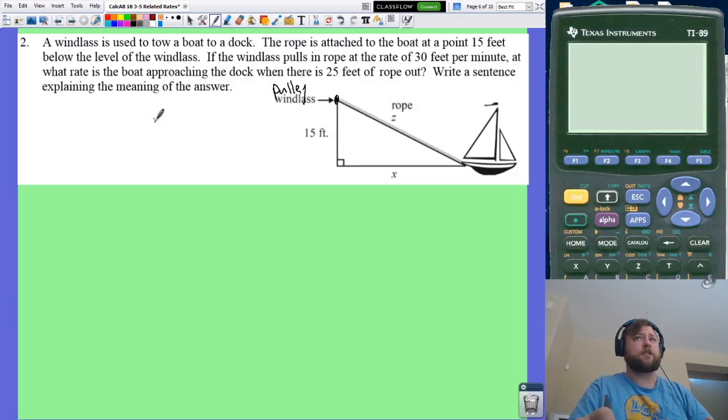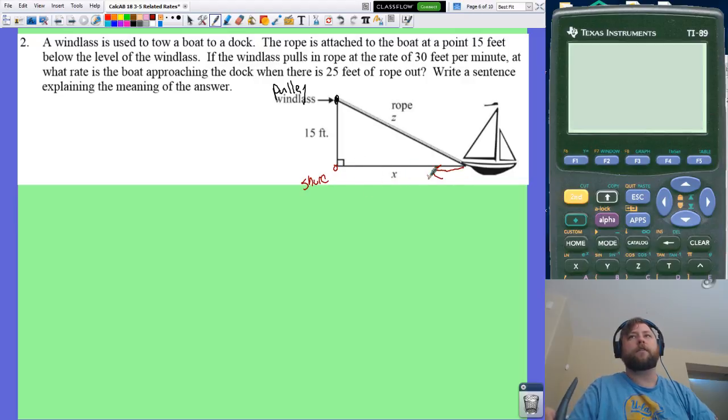Okay, a lot of information here, right? And they drew this picture for you, which is kind of nice. You have a pulley that pulls in this rope. What happens when you pull in this rope? This boat gets closer to shore. This is where the shore is right here. So it's getting closer to land, and this is all water.